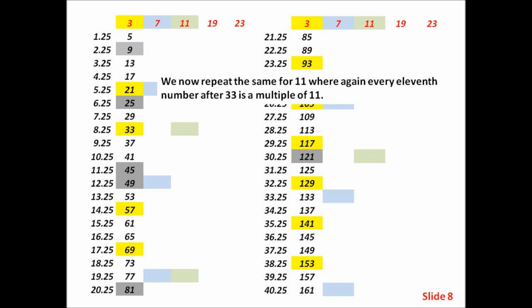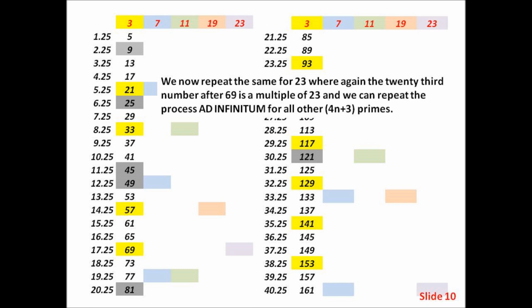We now repeat the same for 11, where again every 11th number after 33 is a multiple of 11. We now repeat the same for 19, where again every 19th number after 57 is a multiple of 19. We now repeat the same for 23, where again every 23rd number after 69 is a multiple of 23, and we can repeat the process ad infinitum for all other 4n plus 3 primes.